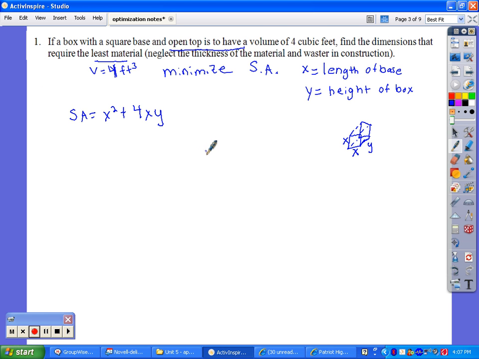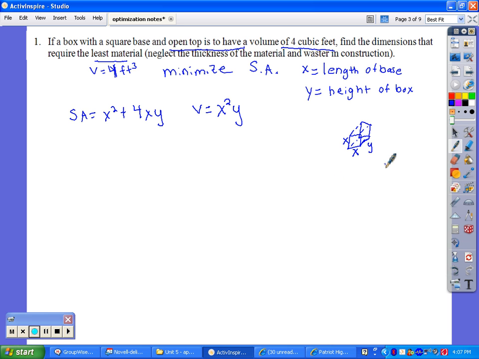Now, we need to get this all in terms of one variable, so we need a second equation. And they told me the volume, so I'm going to use that equation. Now, the volume of a box would be the area of the base times the height. So it would be x squared times y.